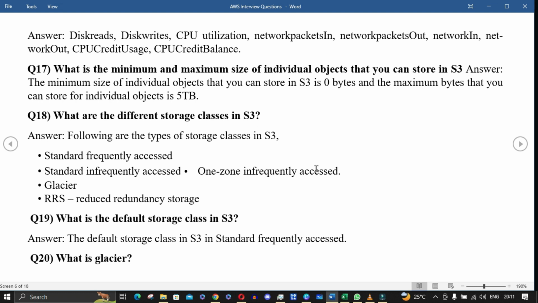What is the minimum and maximum size of an individual object that you can store in S3? Answer. The minimum size of an individual object that you can store in S3 is 0 bytes, and the maximum size for an individual object is 5 terabytes.